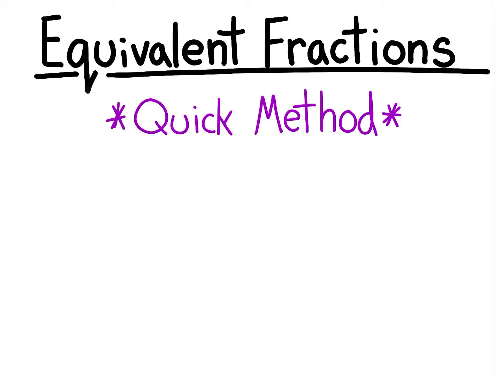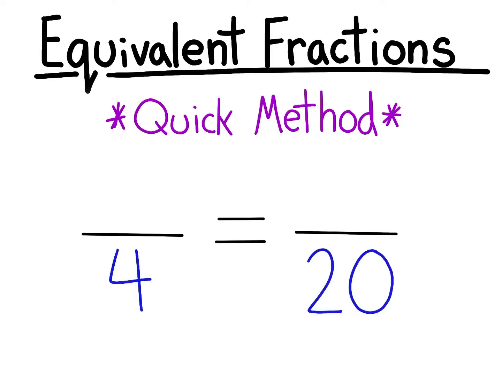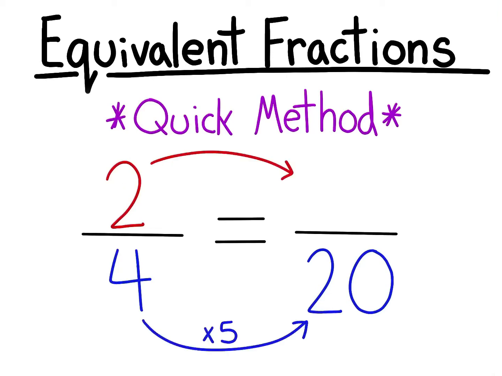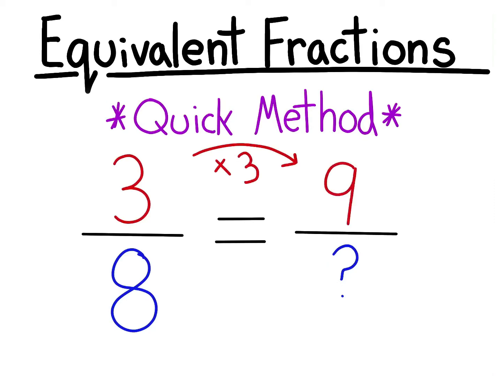Now let's go over the quick method for finding equivalent fractions. This is used either through multiplication or division. Let's start with multiplication. We want to find a fraction that is equivalent to 2/4, and this fraction has a denominator of 20. So, we multiply 4 times 5 to get a denominator of 20. If you multiply the denominator by 5, that means you have to multiply the numerator by 5. 2 times 5 is 10, therefore our numerator is 10. 2/4 is equivalent to 10/20.